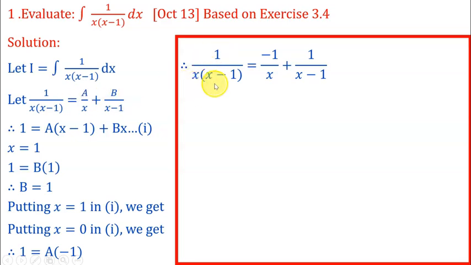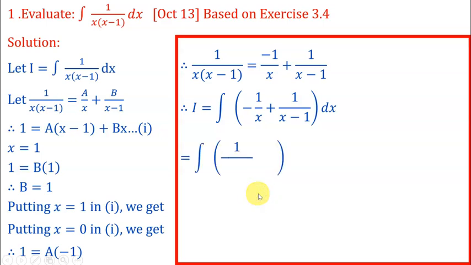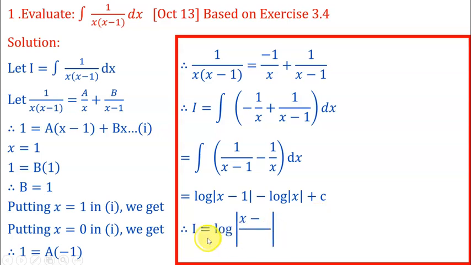Therefore 1 upon x into (x minus 1) is equal to minus 1 upon x plus 1 upon (x minus 1). Very simple integration, integrating on both sides. The integral of minus 1 upon x is minus log of mod x, and the integral of 1 upon (x minus 1) is log of mod (x minus 1). You can arrange it like this also: log of mod (x minus 1) minus log of mod x plus c. Therefore, I is equal to log of mod (x minus 1) upon x plus c. And this is the answer.